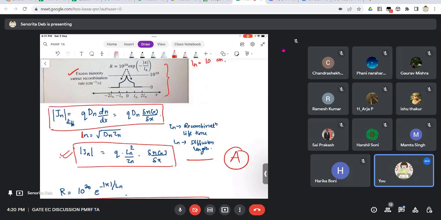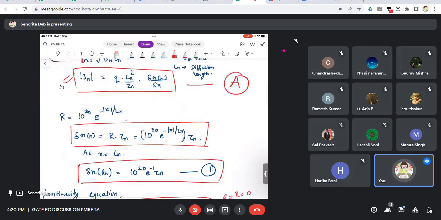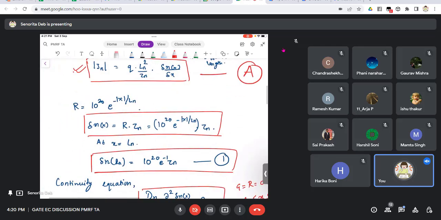Okay. So now what's next? The recombination is given as 10 to the power 20 e to the power minus mod x by L_n. From where did this come? This is given in the question.